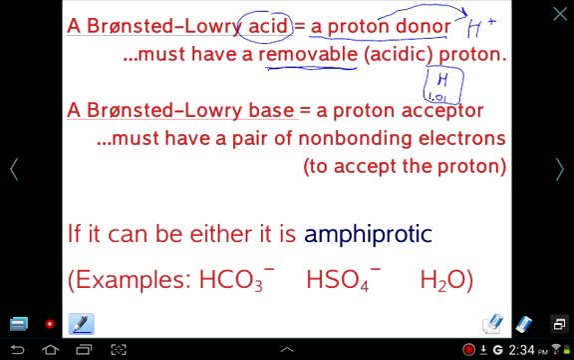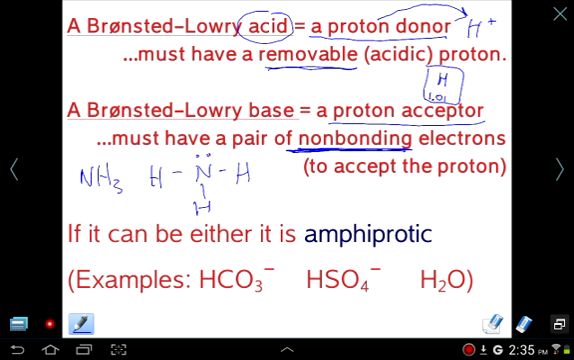A base, by definition, is a proton acceptor, any substance that would accept an H+. And here it says it must have a pair of non-bonding electrons, and really that's the site at which the proton is accepted. The famous example of this is NH3. NH3 is the famous base, and if you draw the Lewis structure of NH3, what you'll see is that it has a pair of non-bonding electrons, and that's the site at which a hydrogen ion can bond, you could say.